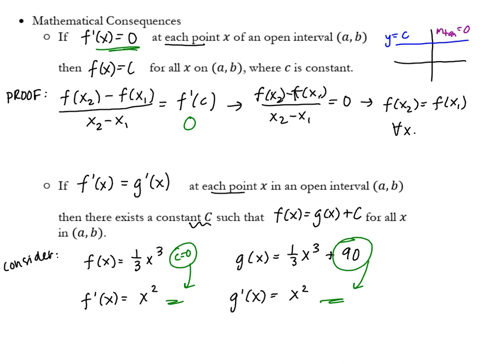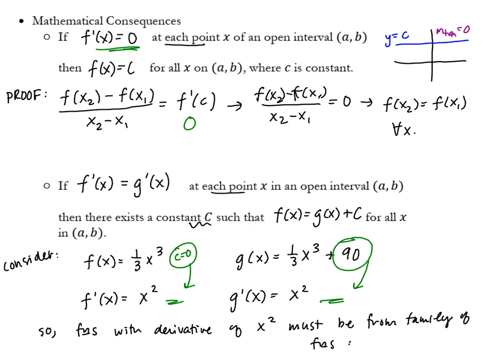Well, we can make this conclusion then. So any functions that have the derivative x squared must be from the family of functions that look like 1/3 x cubed, plus some constant.